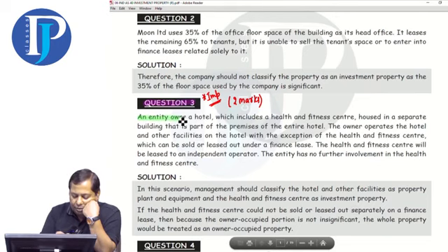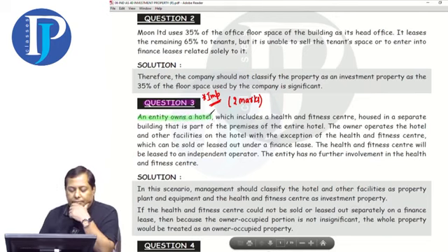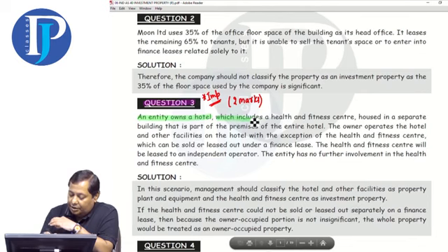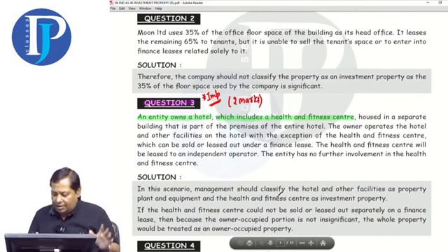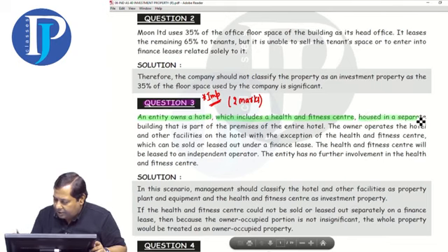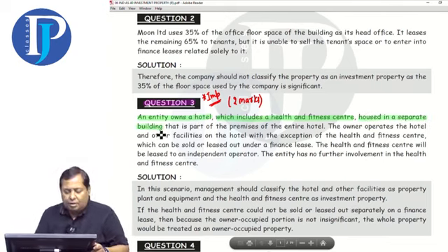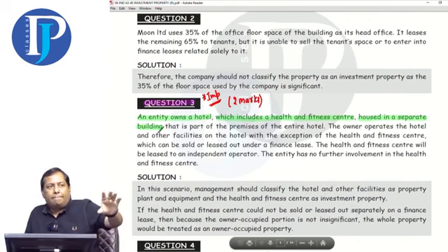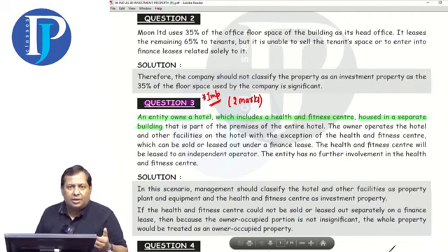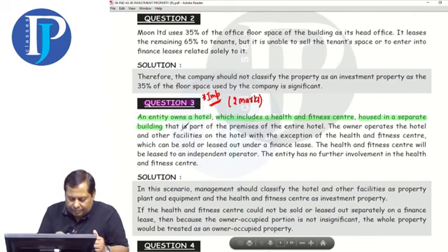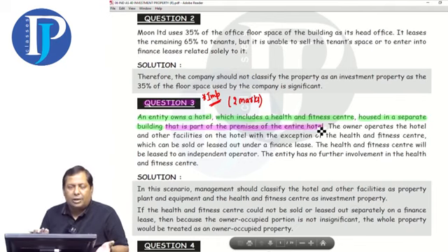An entity owns a hotel. They have a hotel, right? Which includes a health and fitness center. We're talking about the gym. There is a gym in a hotel, okay? And it is housed in a separate building, alright? So the hotel owners built this gym in a separate building. It's in the hotel, so it doesn't matter if it's in a separate building. It's part of the entire hotel premises. I am telling you it's inside the hotel only.